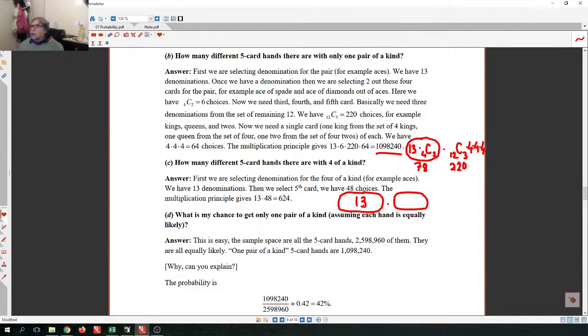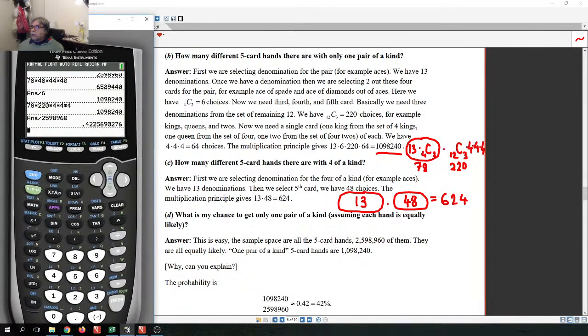It could be spades, aces, so you have 4 aces. So you have 13 options: aces or queens or kings or something else. The 5th card: what is left? 48 cards. That's all there is to it. So this is a very easy problem, very easy to answer. You have 624 different 5-card hands with 4 of a kind.